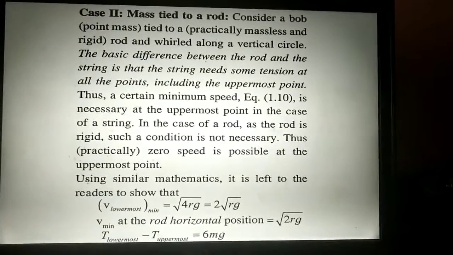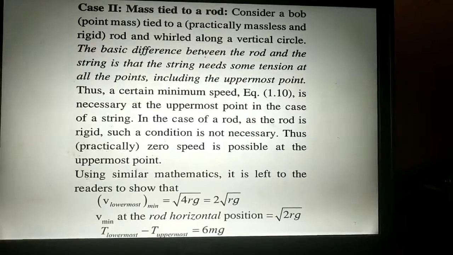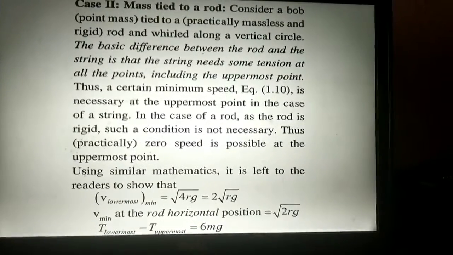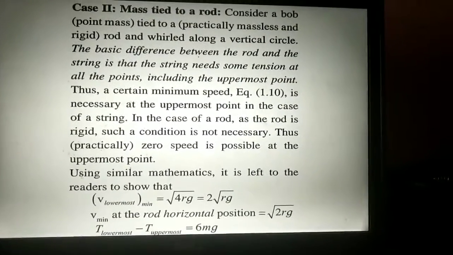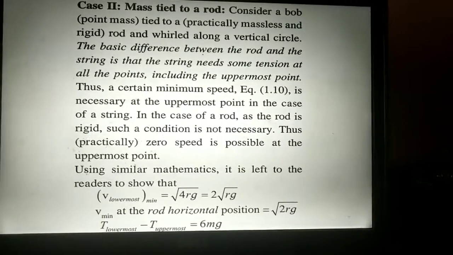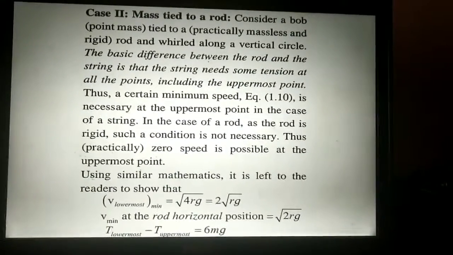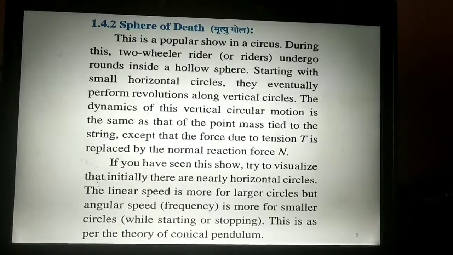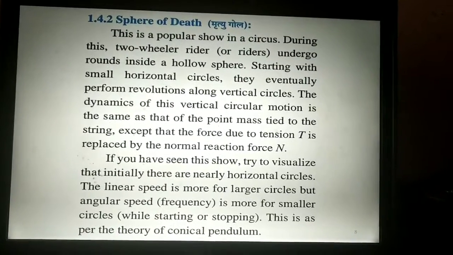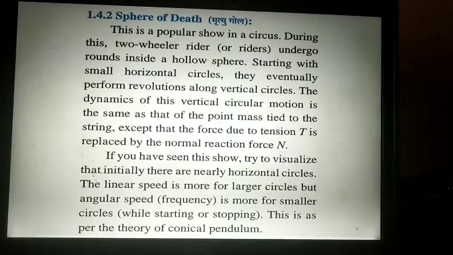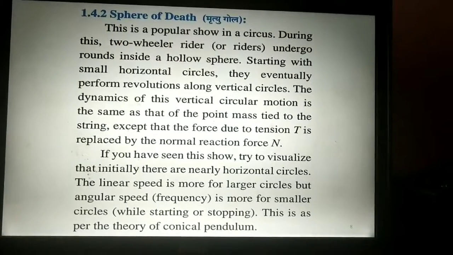So what we have done in this case is that the string is replaced by a rod, and we have to see what the effects are on the velocities at the upper, lower and midway positions. Now the next case is the sphere of death, an application of vertical circular motion. It is also called Mrityu Kol.